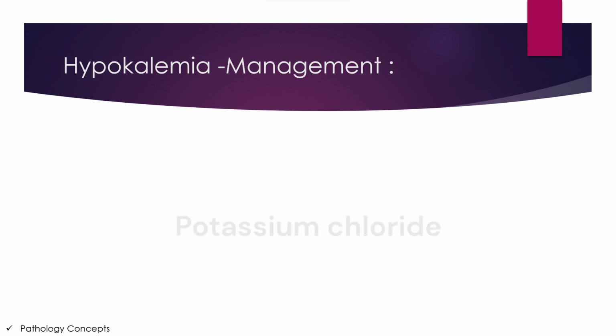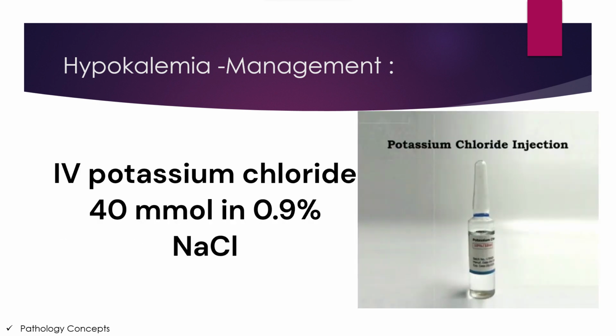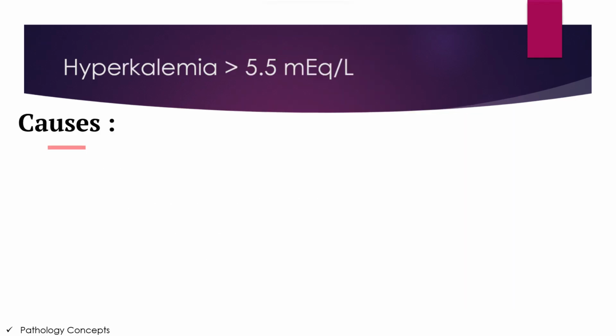Potassium chloride is the preferred formulation for replacement therapy in most cases. Increasing dietary potassium is usually not adequate to treat hypokalemia. IV potassium chloride of 40 millimole in 1 liter of 0.9% NaCl is used in severe hypokalemia. Now let's learn about hyperkalemia.